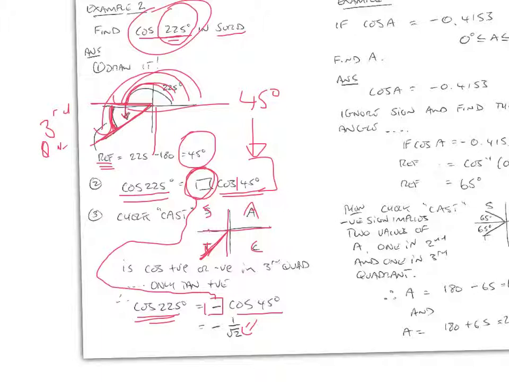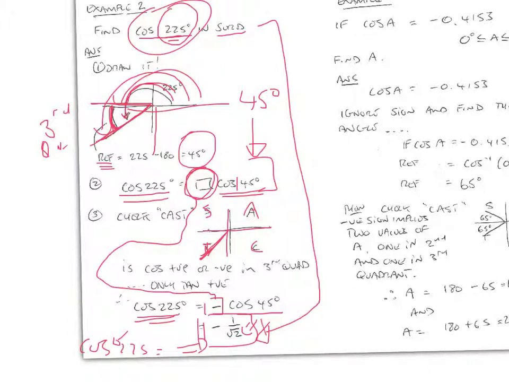If you were to look in your calculator, cos 225, you'd get a value which would be equal to the same as minus 1 divided by the square root of 2. But in this case, we've represented cos 225 in surd form, which is minus 1 over root 2.